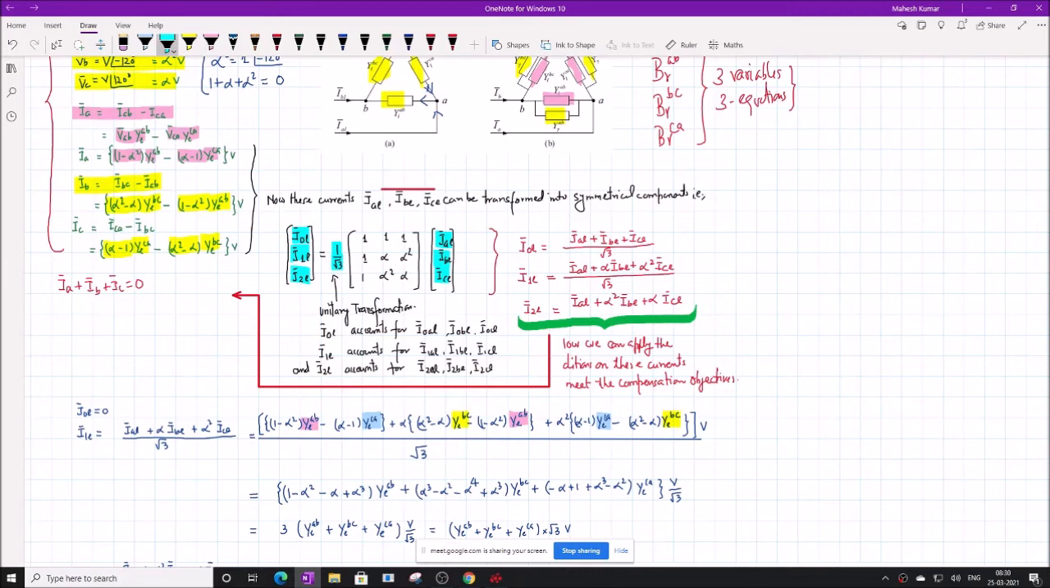Okay, this 1 by root 3, earlier we have taken 1 by 3. So 1 by 3 was referred to as power invariant transformation. This is called unitary transformation. Unitary in the sense that each quantity IA, IB, IC is mapped to the respective 0, 1, 2 components. That is zero sequence, positive sequence, negative sequence.